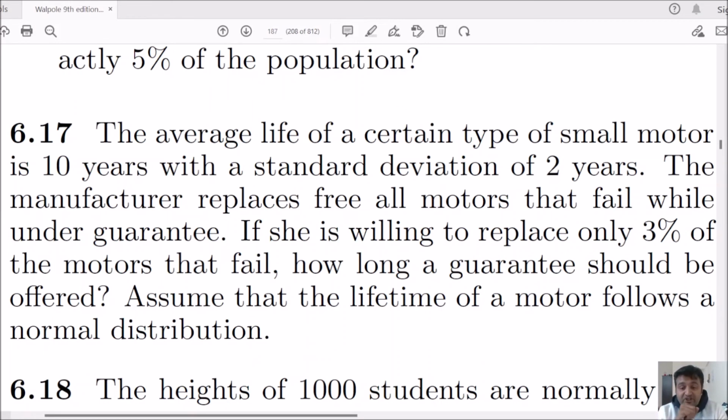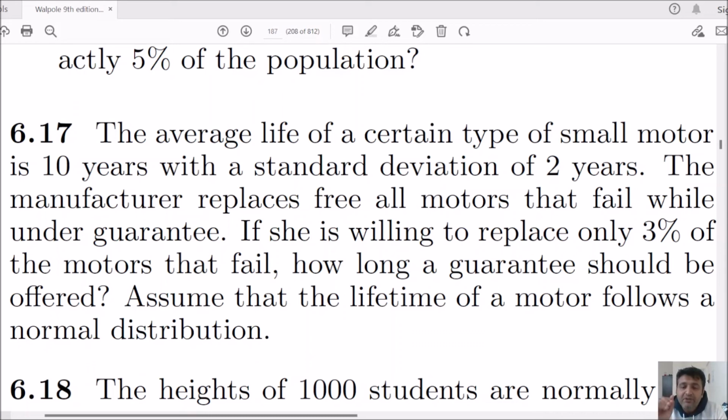So here is the next question. The average life of a certain type of small motor is 10 years. So mu is given to be 10 and sigma is given to be 2. The manufacturer replaces free all motors that fail while under guarantee. But now if the manufacturer is willing to replace only 3% of the motors that fail, how long the guarantee should be offered so that his objective is attained?